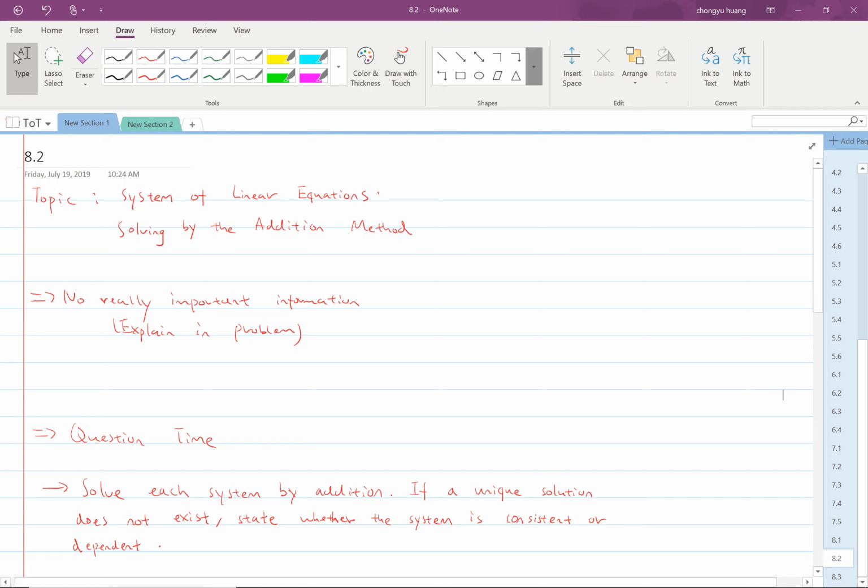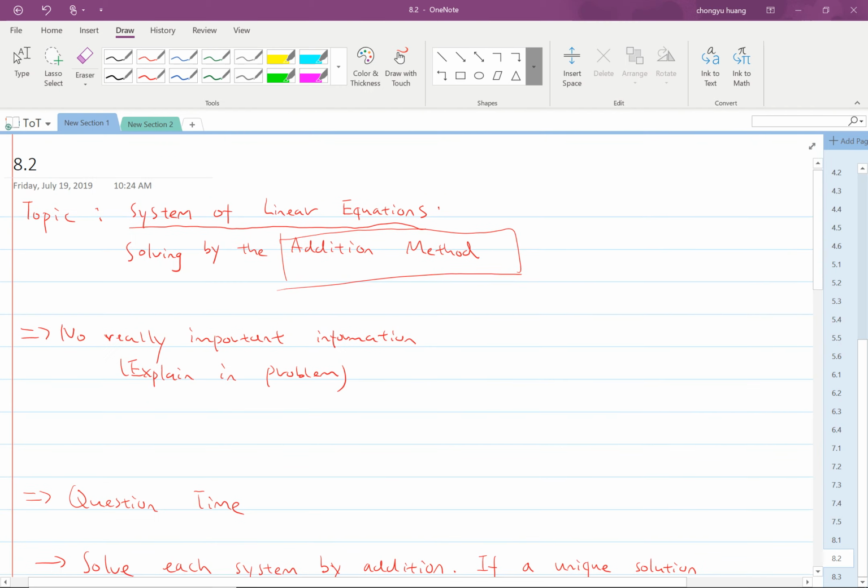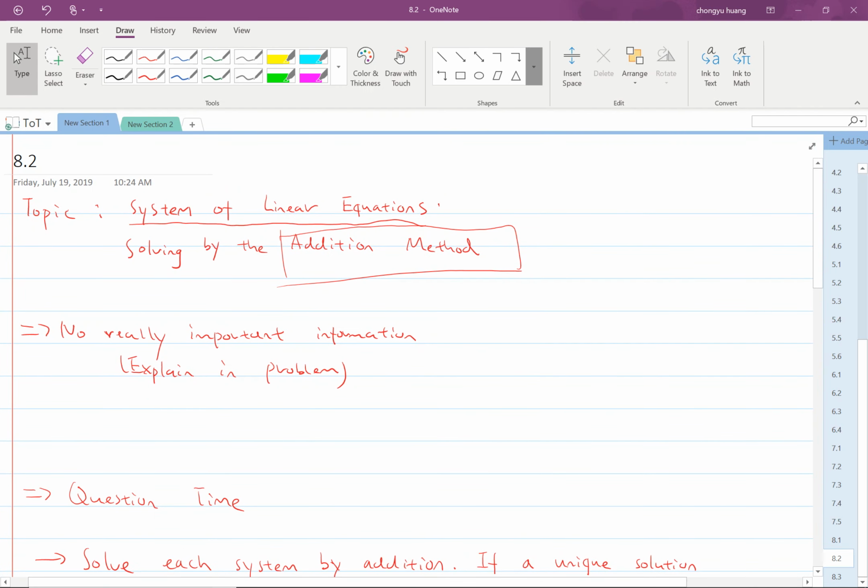Okay, so hello everyone. Today's topic is systems of linear equations, and we are going to talk about the addition method. Let me zoom in a little bit. We'll talk about how we solve linear equations in a system.